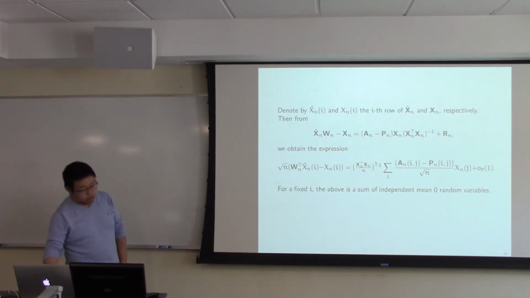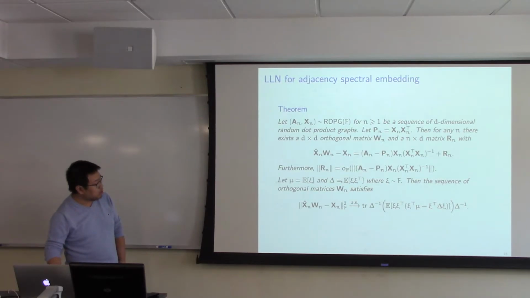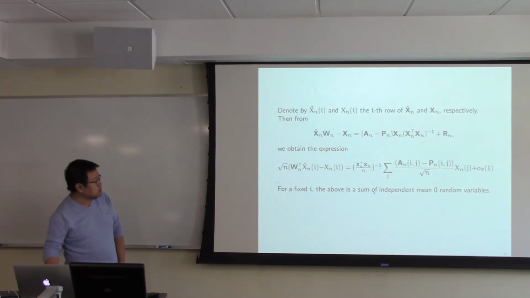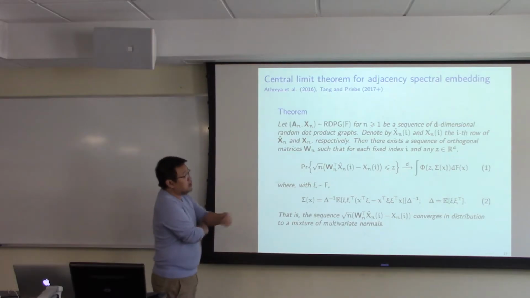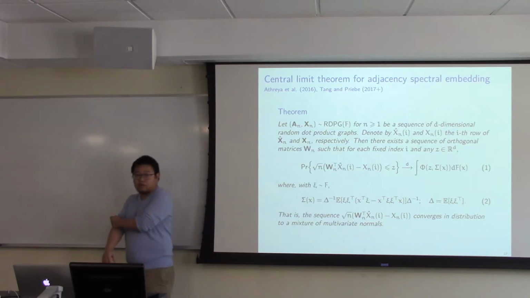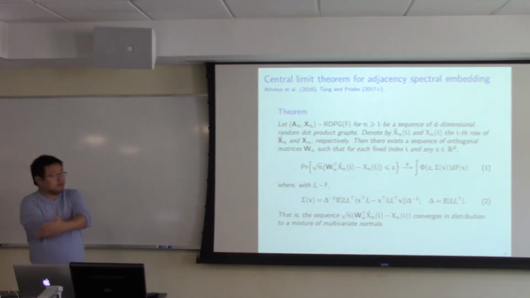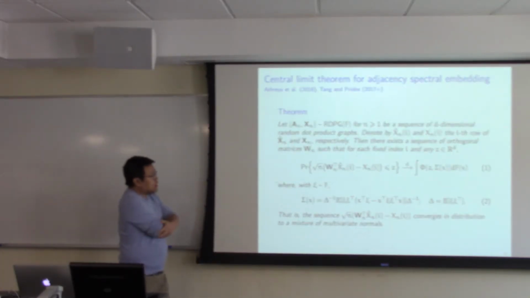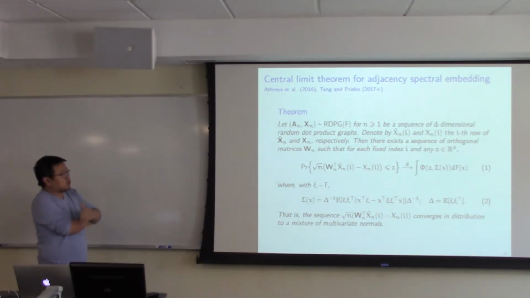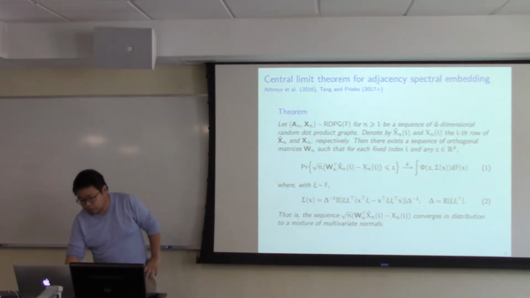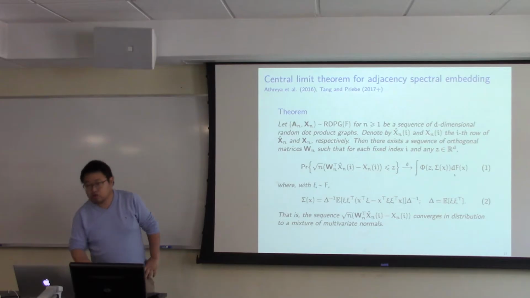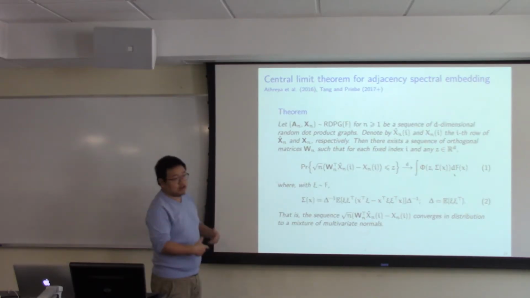In fact, it converges to the matrix delta we defined earlier. And so this is a fixed sum of independent mean zero random variables. So I will get a central limit theorem for my adjacency spectral embedding, which says that once again I have a sequence of graphs. If I let the ith row be x hat n,i, then there exists a sequence of orthogonal transformations such that the probability density function converges to a mixture of multivariate normals.